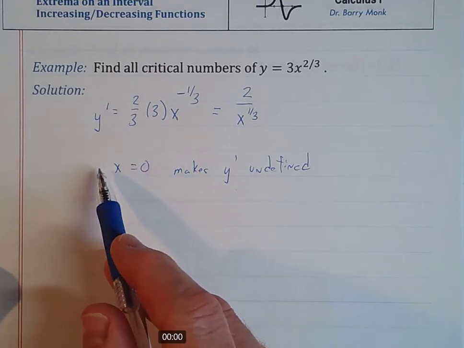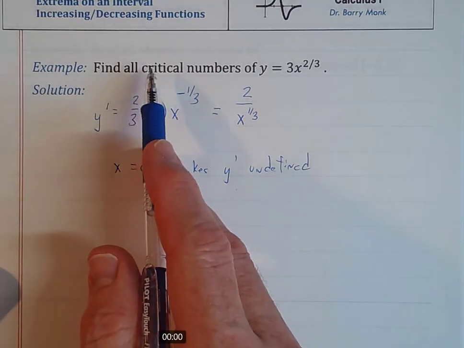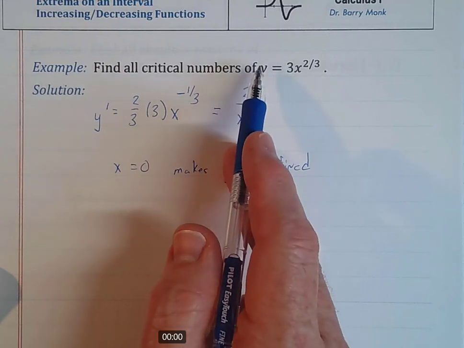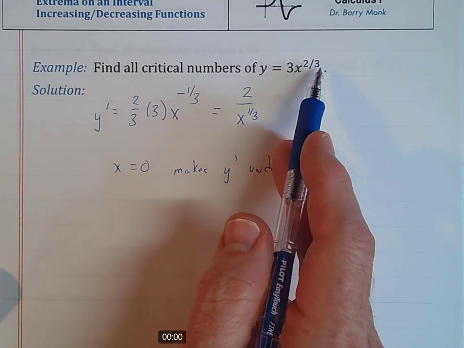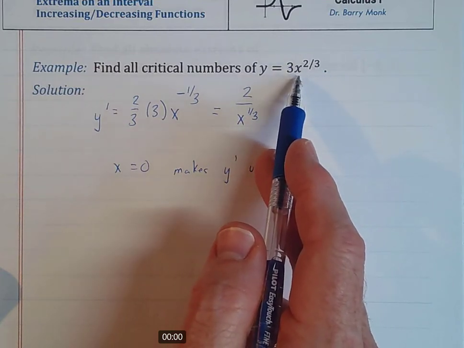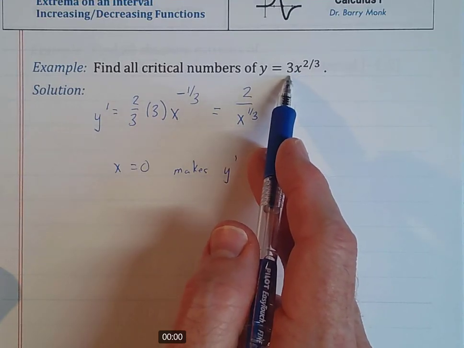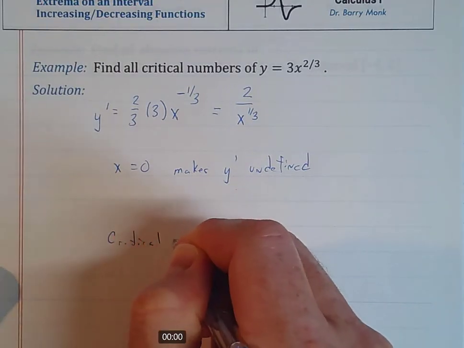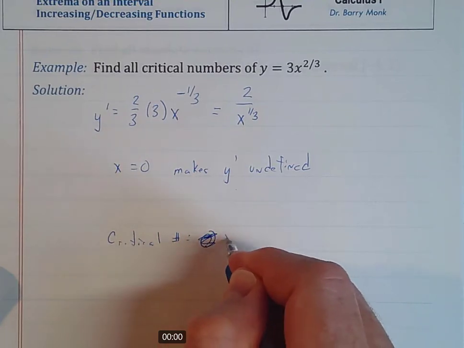The question is, is 0 a critical number? Well, only if 0 can be thrown into the original function up here. And it looks like it can. If I stick 0 into here, I get y equals 3 times 0 to the 2/3. Remember, that's the cube root of 0, which is 0, squared, which is still 0, multiplied by 3, which is still 0. And so it looks like our critical number here is going to be, well, let me write down x equals 0.